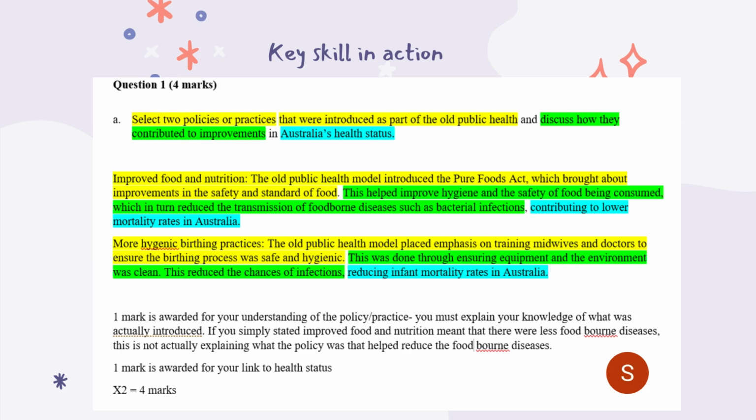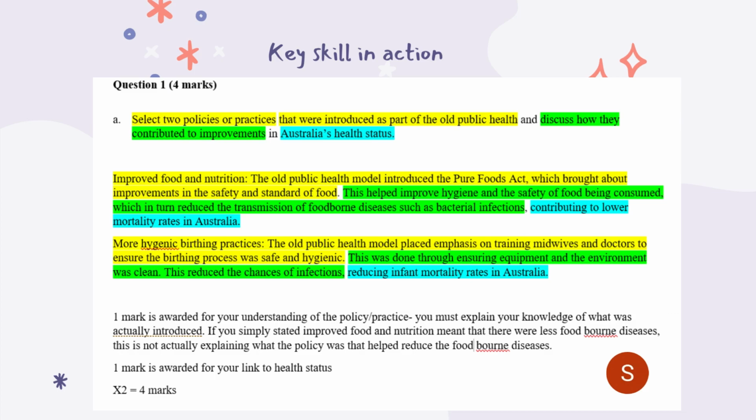So for example, for improved food and nutrition, like I said on the slide before, if you're just saying that improved food and nutrition meant there were less foodborne diseases, you're not actually going into enough detail about what that policy was, and it's not really showing that you know a lot about that policy. So my example here, it says the old public health model introduced the Pure Foods Act, which brought about improvements in the safety and standard of food. So that is really showing that I know what that policy was in detail.